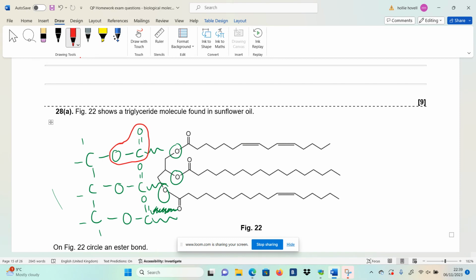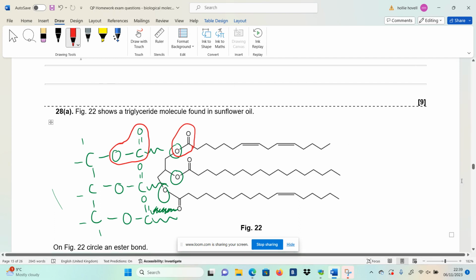So on here, find that same bit. So what we're looking for is around here and around there. So you've captured your bond, whatever is either side of it and whatever's just attached directly onto there. Okay, it's quite tricky to identify on the simplified drawing sometimes.